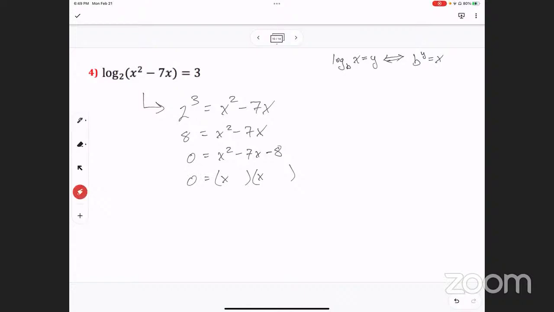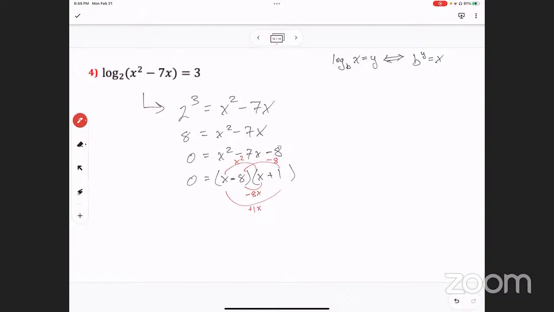So the way you factor it, what multiplies to -8 and adds to -7? Well, that's -8 and +1. -8 times +1 multiplies to -8 and adds to -7. How can I check it? I go boom, boom. Look, there's -8x and there's +1x, and there's x squared and there's -8. So when I put it all together, I get x squared minus 7x minus 8. So that worked. And why do I want to factor?